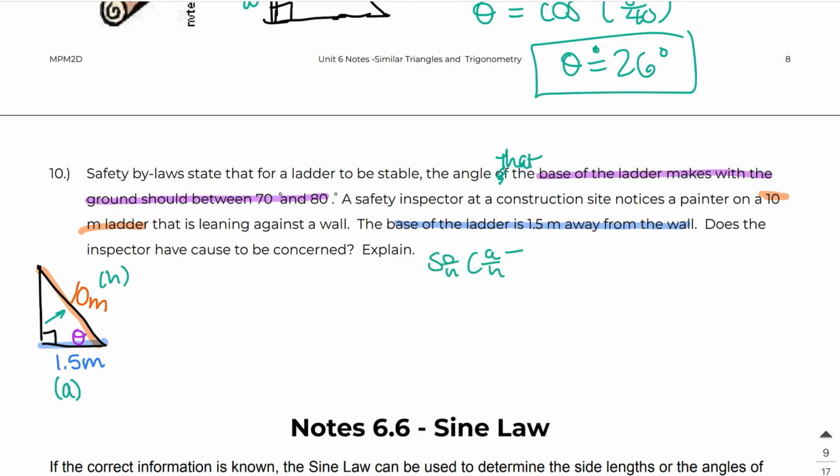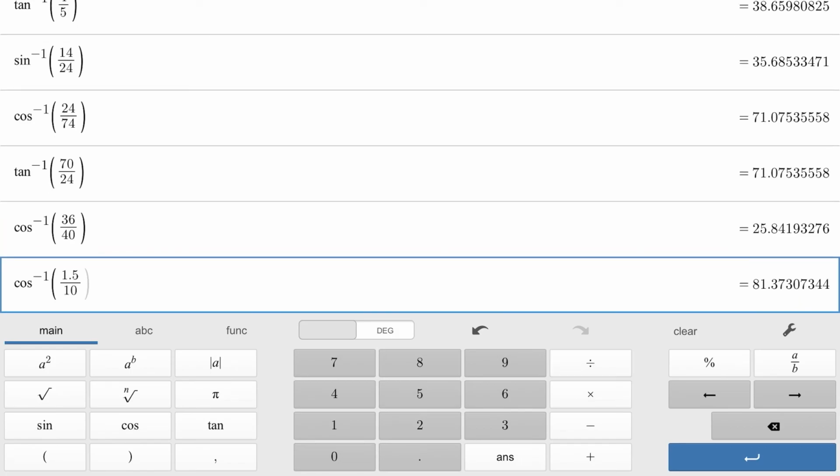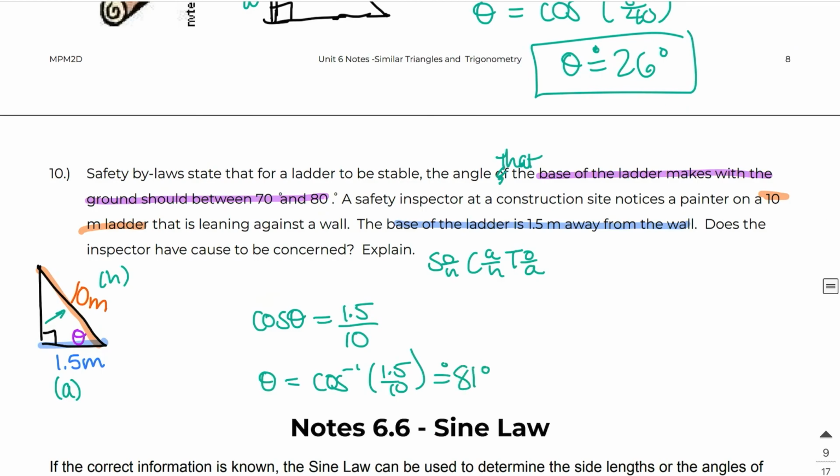Seems like we're doing a lot of cosine in these examples here. We're going to do cosine again because we have adjacent and hypotenuse again. So I'm going to say cosine of theta is equal to 1.5 over 10. So here I would say theta is the inverse cosine of 1.5 over 10. So let's type that into our calculator. And I end up getting 81 degrees. So this is approximately 81 degrees.